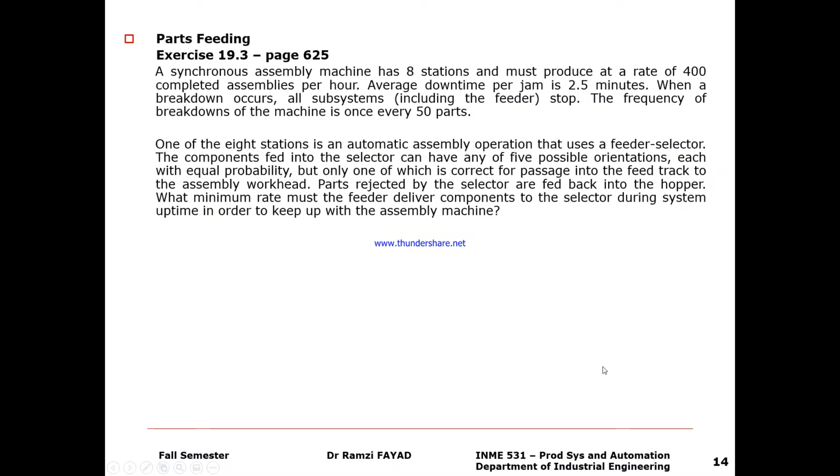In this example, we're going to discuss how to take into consideration the time for a jam, which is the average downtime per jam, as well as how often this happens. How many parts does this happen?